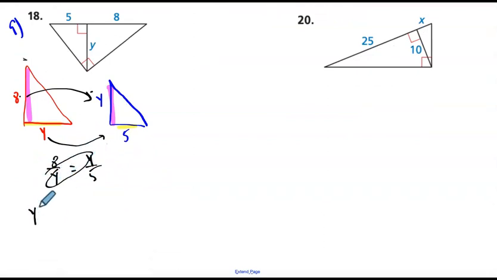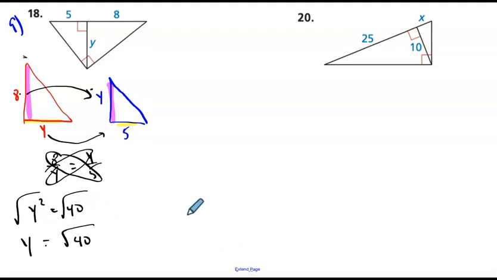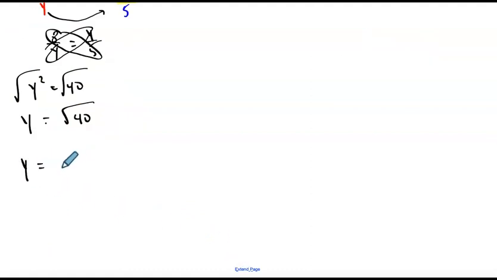So y times y is y squared. 8 times y is 40. And then you take the square root of both sides, and you get y is equal to the square root of 40. You can simplify this. Y equals the square root of, I'm going to break this down into 4 times 10, and y equals the square root of 4 is 2, so 2 radical 10.